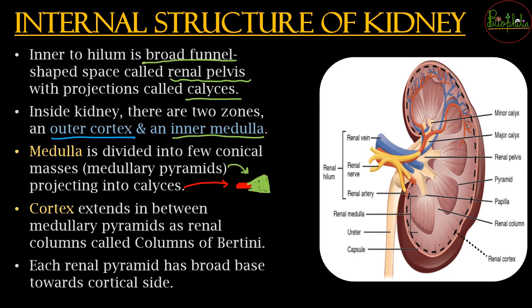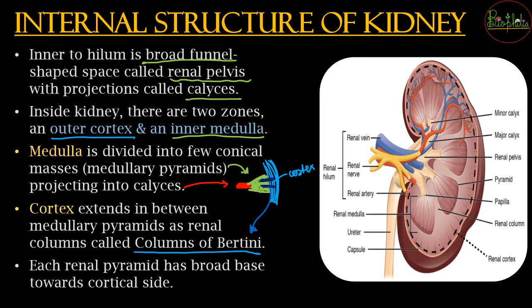So columns of Bertini is also a part of the cortex. The cortex is going to lie behind the medullary pyramids, and this blue colored area will be called the cortex. Now when this blue part goes inside the green, let us try to locate it with a darker color. The darker blue is going to be called the columns of Bertini.